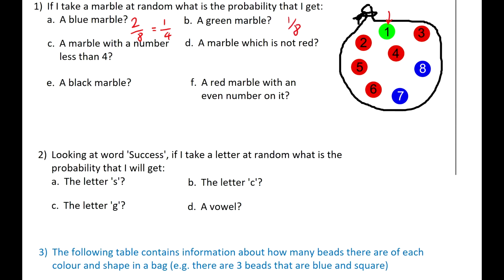Part C, odds of a marble number less than 4. Well, less than 4, I have these 3 options, which means 3 out of 8. A marble which is not red, so it can be that one, and it can also be these 2. So again, I've got 3 options, so it is 3 out of 8. Black marble, there are no black marbles, so it is 0 or 0 out of 8. Both of them are fine.